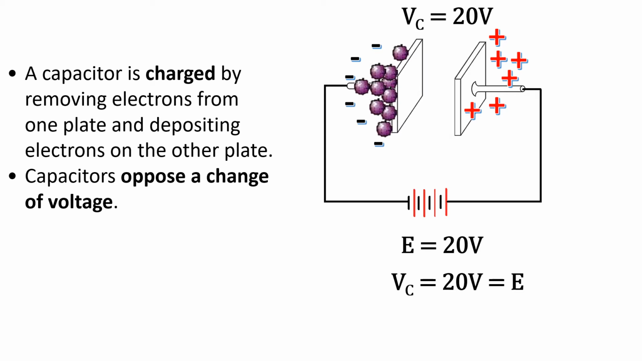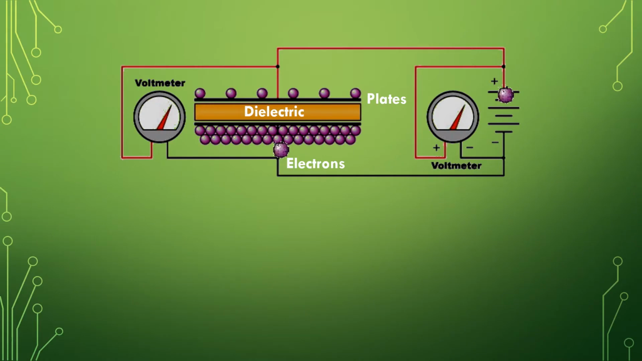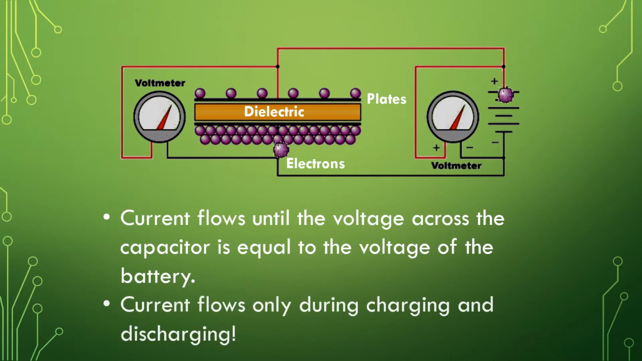Capacitors store electric charge, or coulombs. Current will flow while the capacitor is charging. It will also flow while the capacitor is discharging. The current will flow until the voltage of the capacitor matches the voltage of the voltage source. Current will continue to flow until the voltage of the capacitor matches the voltage of our source.